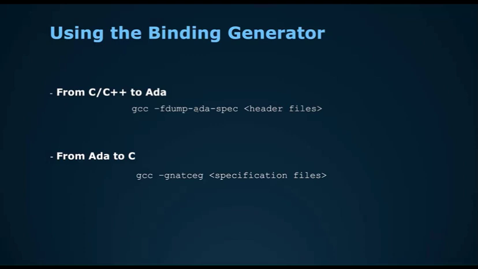Let's say you want to do the opposite, where you want to call Ada from C. This is where you use the -gnatceg switch. In the example in the demo we're going to see in a few minutes, these switches were used to generate the bindings between the languages.